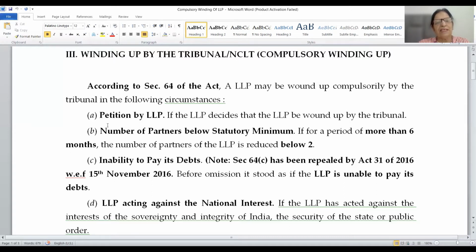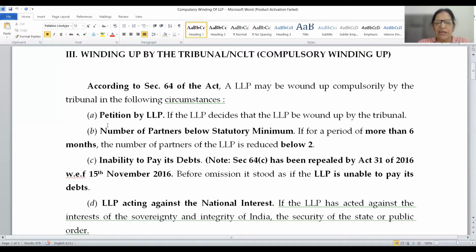The second one is number of partners below statutory minimum. At least 2 members should be there in the LLP. If for a period of more than 6 months, the number of partners of the LLP is reduced below 2, that is also one of the grounds to apply to the tribunal for compulsory winding up of LLP.